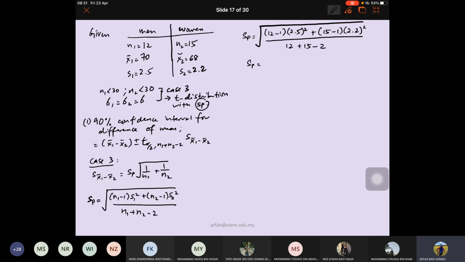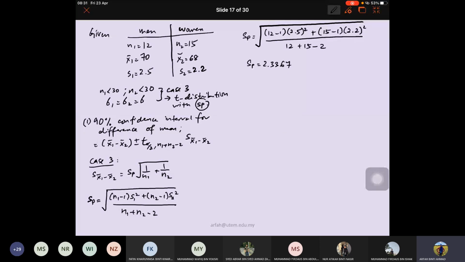Berapa SP? 2.38. Yap, betul. 2.38. Nak lain dapat 2.3367. Lebih kurang lah. Kan?